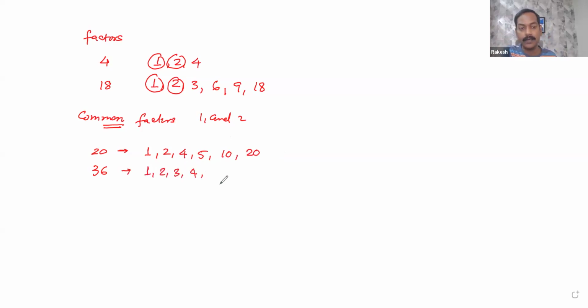Similarly, for 36, 1 is a factor, 2 is a factor, 3 is a factor, 4 is a factor, but 5 is not a factor, as 36 is not divisible by 5. Then after 4, 6 is a factor. Then the next number after 6 is 9.